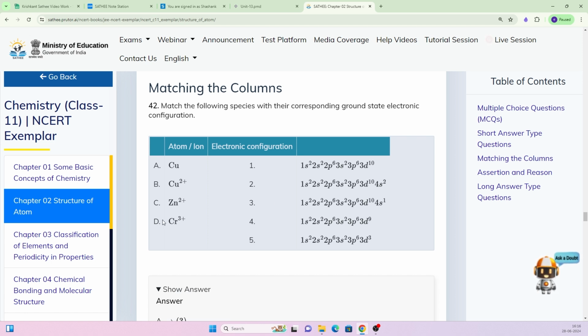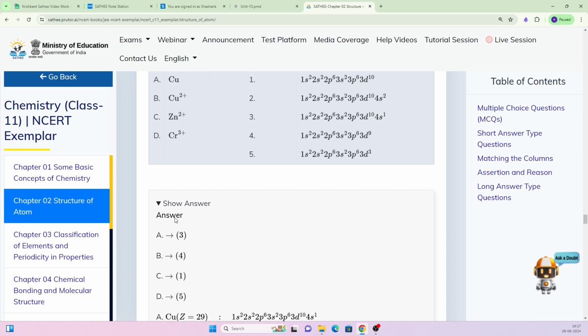What about chromium 3+? Potassium, calcium, scandium, titanium, vanadium, chromium, cobalt, nickel, copper, zinc. Chromium has 24 electrons, out of which 3 are removed. So it will have a total of 21 electrons. Which one counts up to 21? I think this one: 6, 4, 10, 10 and 8, 18, 18 and 9 would result in 21. Clear? Okay, 24 minus 3 should be 21, so this one is 21: 18 and 3, 21. So fifth is the correct option.